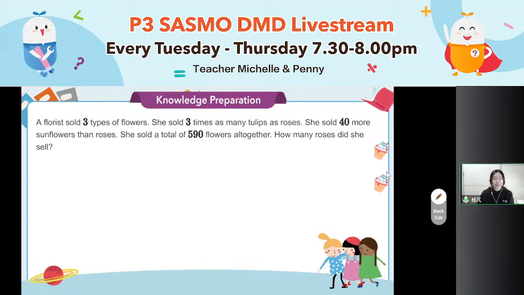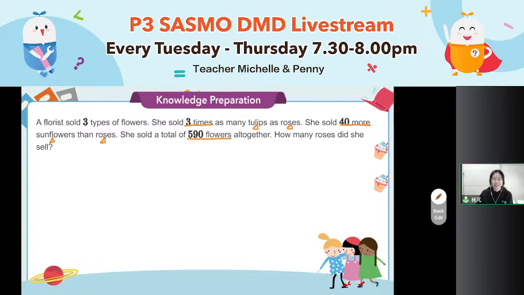A florist sold 3 types of flower. She sold 3 times as many tulips as roses. She sold 40 more sunflowers than roses. Then she sold a total of 590 flowers altogether. How many roses did she sell? That's why it's a little bit easy, because I want to use this question. Let's try to draw out the model by ourselves.